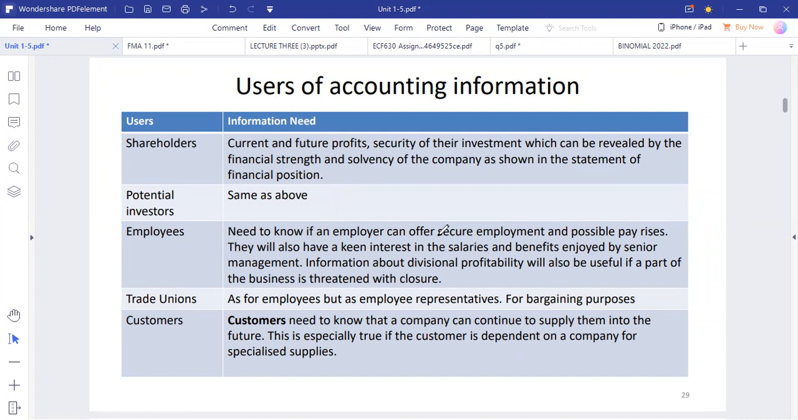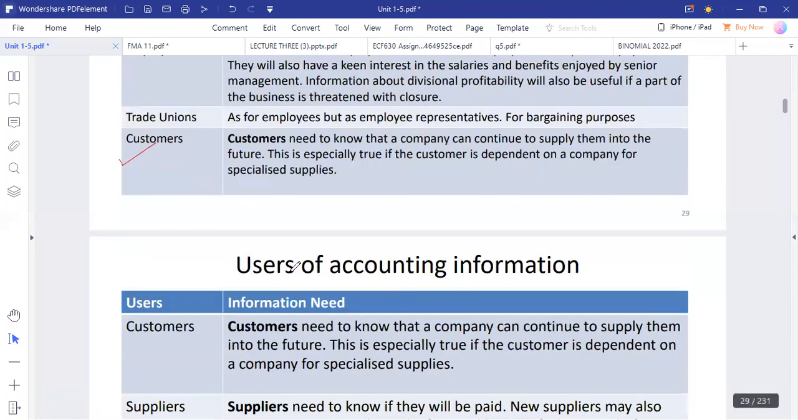We have employees who want to know if their employment could be secured, or also they could bargain for pay rises. Trade unions are also keen on this information because they want to use it for bargaining purposes. So take note of these two. The customers need to know that the company can continue to supply them into the future, especially as customers are dependent on the company for supplies. So they want to know that this company is able to sustain our demands.